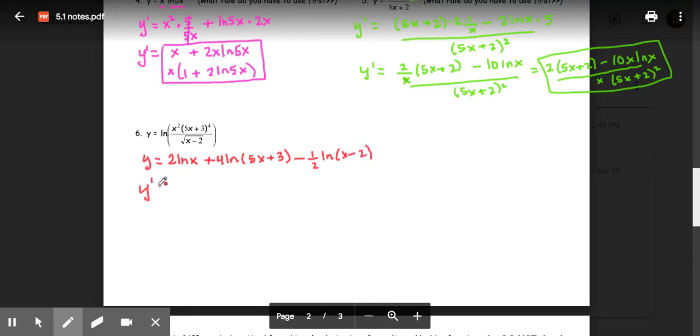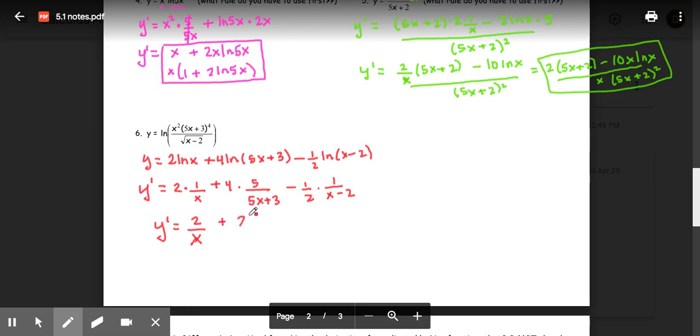Now you take the derivative of each term separately. So derivative of the first part, derivative ln of x is 1 over x, plus 4 times the derivative of the second part, so derivative of the inside is 5 over the inside, minus 1/2, the derivative of the inside here is just 1 over x minus 2. And now you're going to simplify it as much as you can. So the first part's 2 over x.